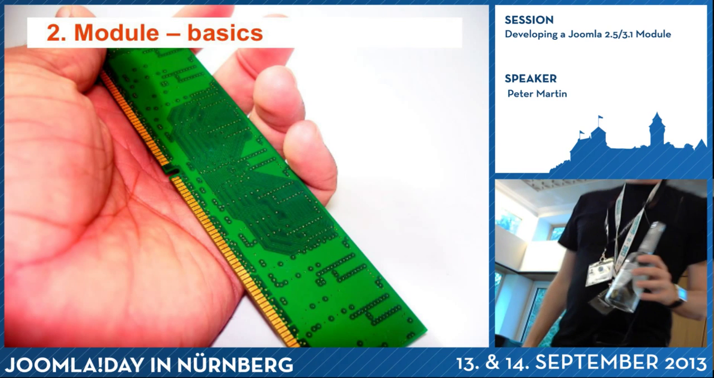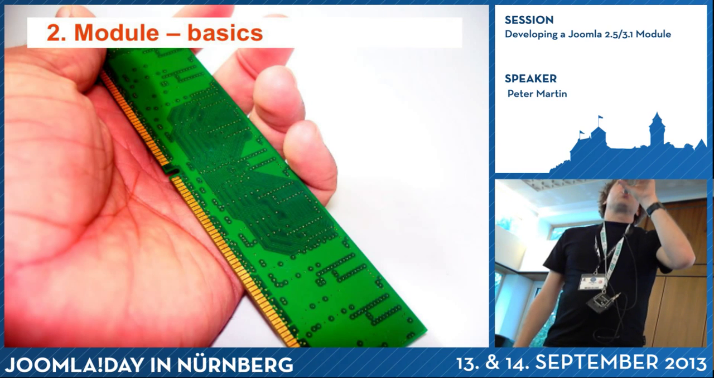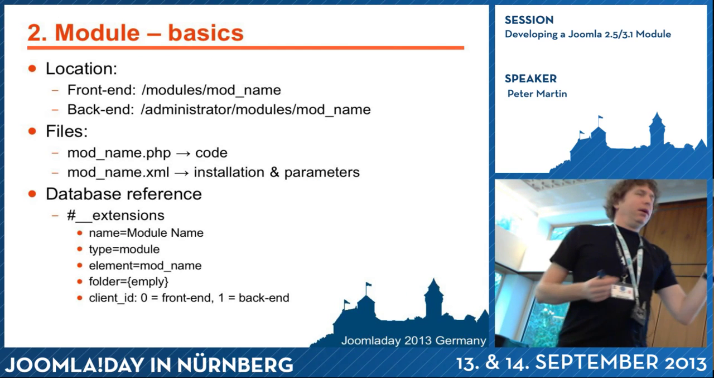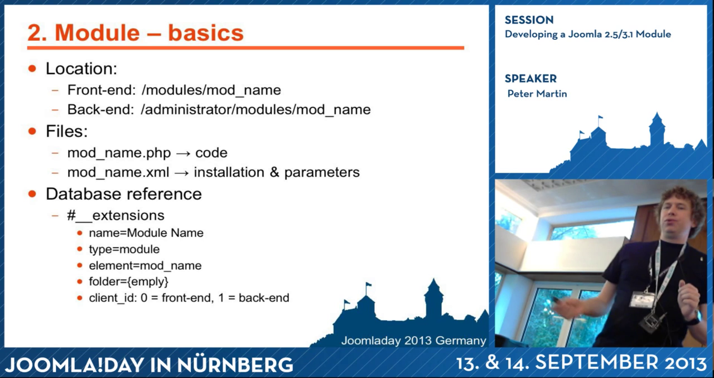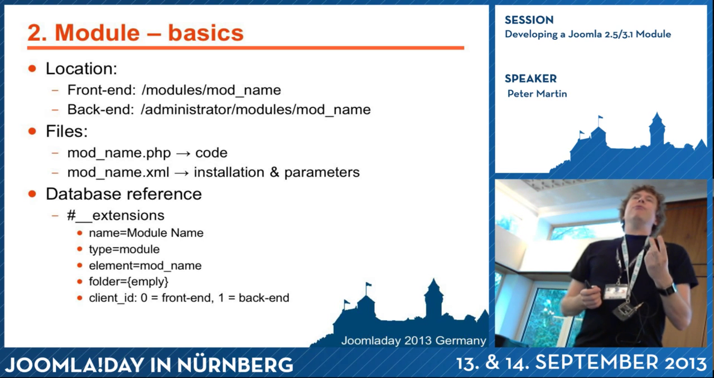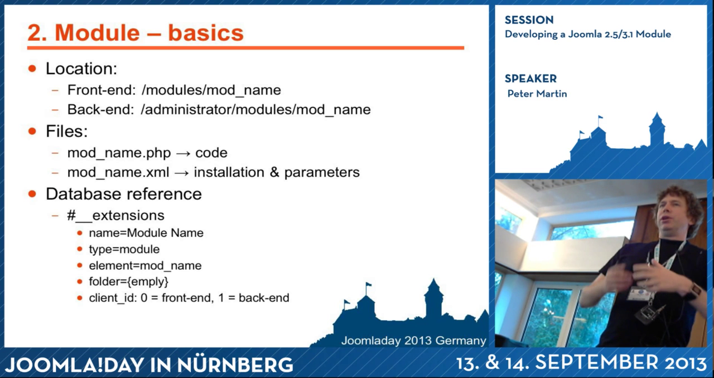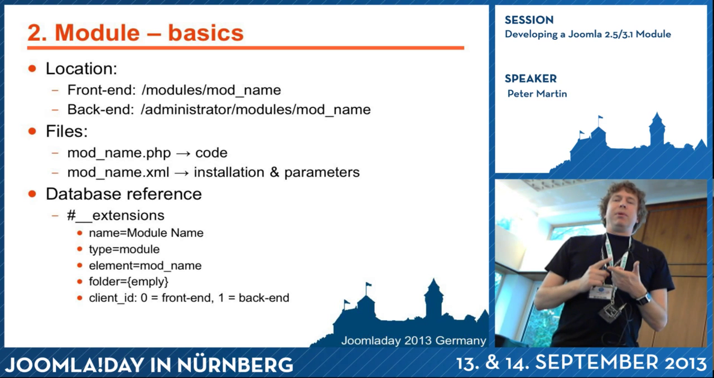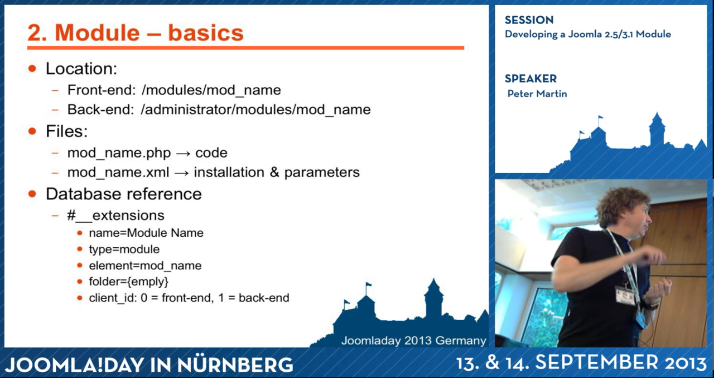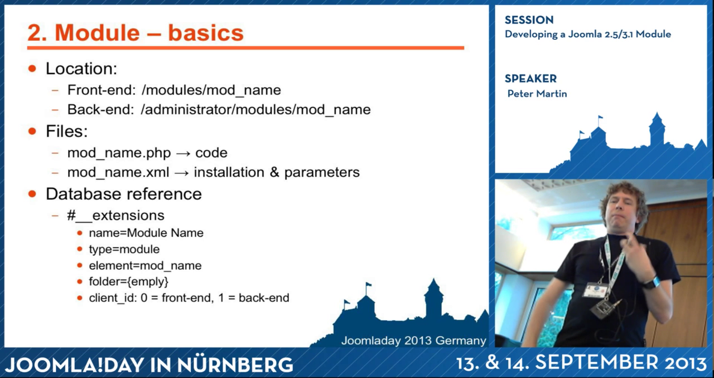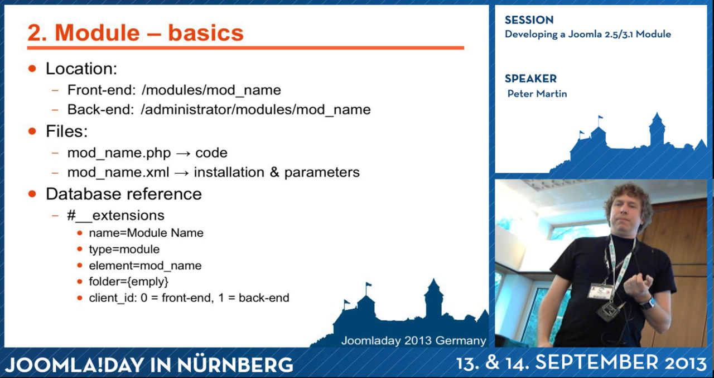So let's start with the module. There are front-end modules and back-end modules. A module consists of mainly two files, one PHP file with the code and one XML file with the installation procedure and the parameters. And of course, you have a database reference, so Joomla is able to use your module.